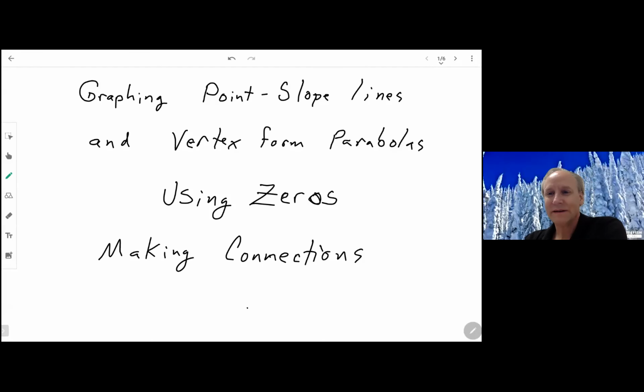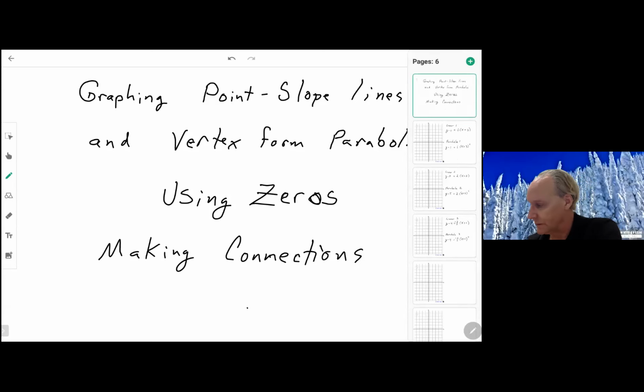Hi, everybody. Today I'm going to try and help you make the leap from point slope form of lines to the vertex form of parabolas. You're going to notice that the two equations are almost identical. We're going to use the idea of zero multiplication, the fact that zero times anything is zero, to help us. And that is a connection with solving quadratics by factoring, and we use the zeros to solve those.